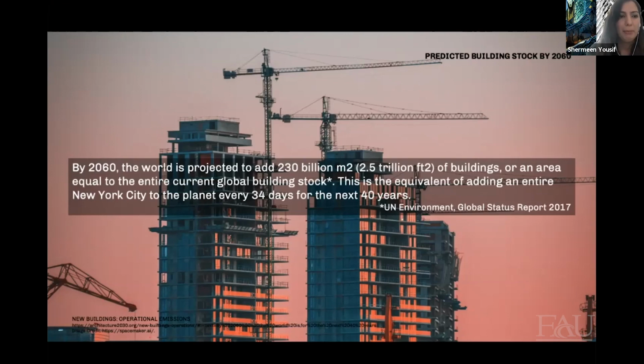So for example, by 2060, the world is projected to add 230 billion square meters of buildings, or an area equal to the entire current global building stock. So we're doubling the building stock. We're building the double of what we've been building since early times of humanity, which is the equivalent of adding an entire New York City to the planet every 34 days for the next 40 years. So this is an alarming number and statistic.